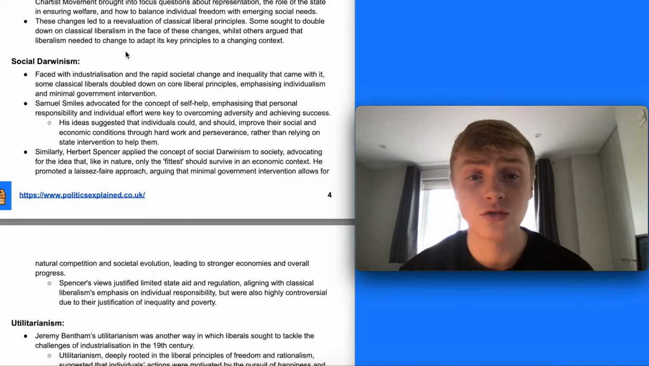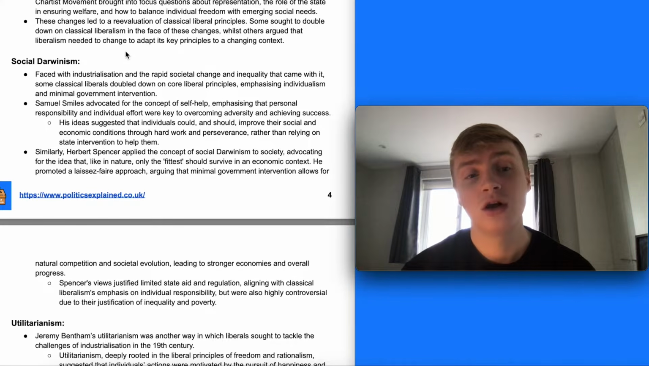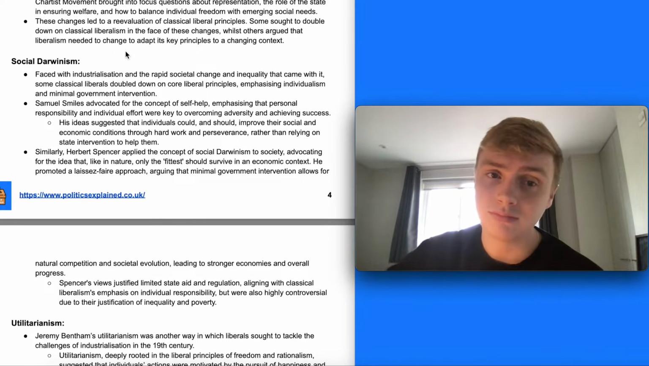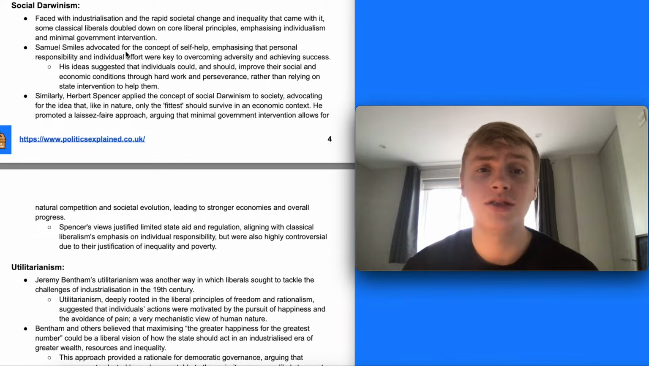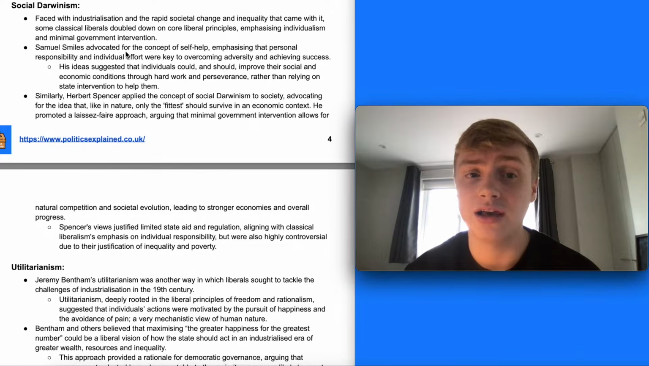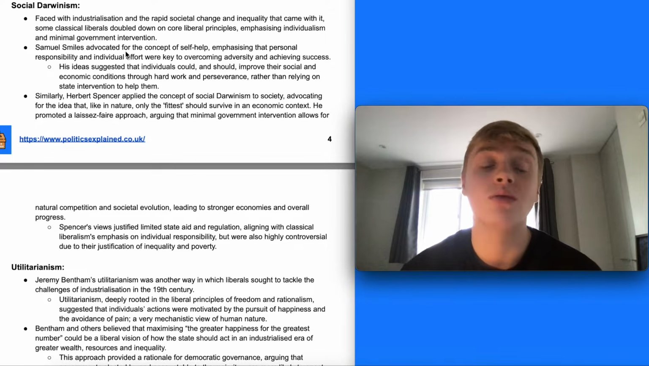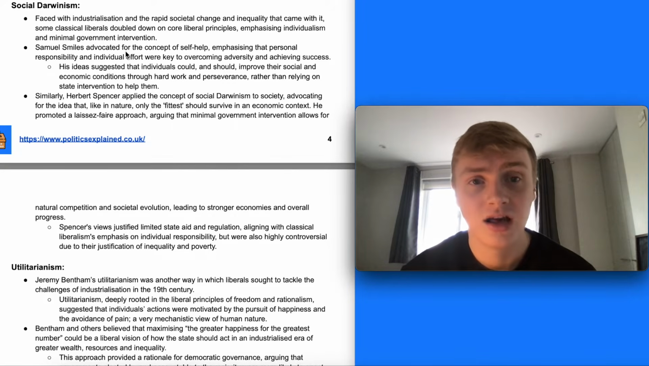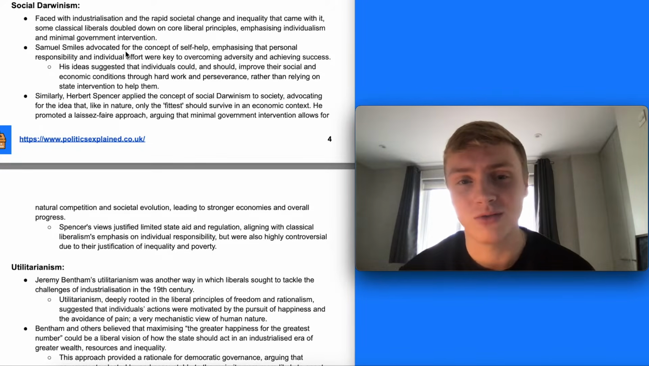And he suggests that individuals could and should improve their individual social and economic conditions through hard work and perseverance, rather than relying on state intervention to support them. And similarly, Herbert Spencer applied the concept of social Darwinism to society, advocating the idea that, like in nature, only the fittest should survive in an economic context, which really, when you think about it, is quite a disturbing view.